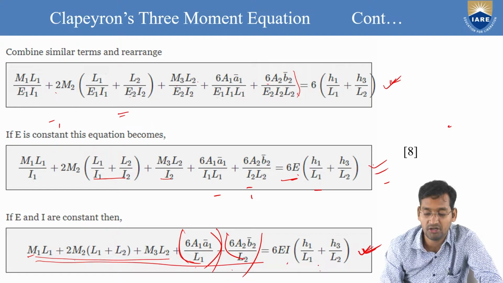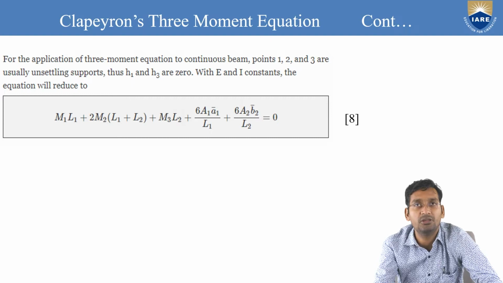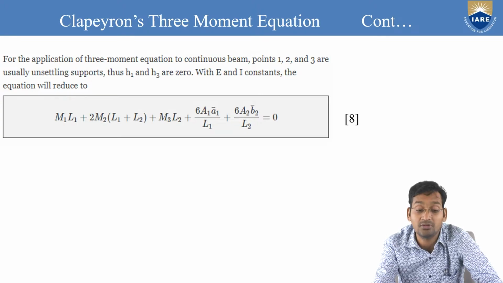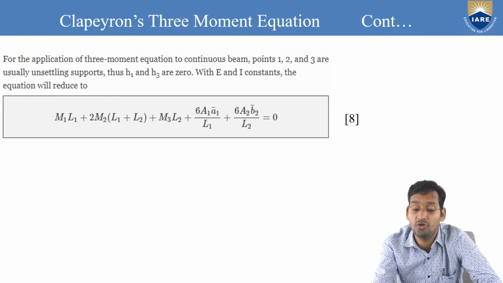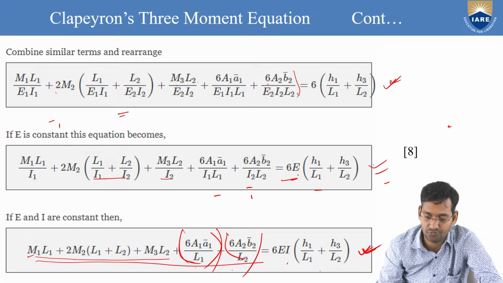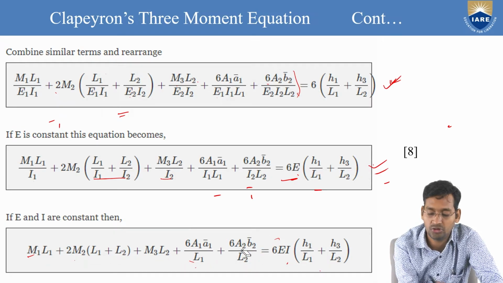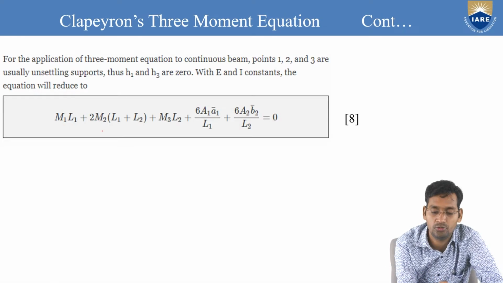Now for equilibrium, this must be equals to 0. So just see, for the application of the three moment equation to a continuous beam, points 1, 2 and 3 are usually unsettling supports, that is, H1 and H3 are 0. With E and I constant, the equation will be reduced to, means if H1 and H3 are 0, this whole term becomes 0, 0 multiplied by 6EI is also 0, means now this whole thing will be equals to 0.